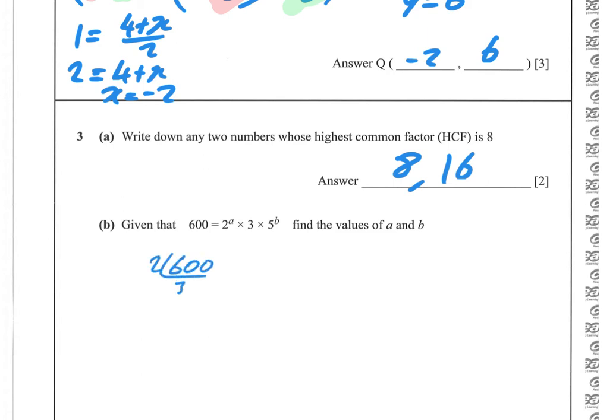We'll divide by 2 first of all to give you 300. Divide by 2 again to give you 150. Divide by 2 again to give you 75. Now divide by 3 to give you 25. Divide by 5 to give you 5. Divide by 5 to give you 1.